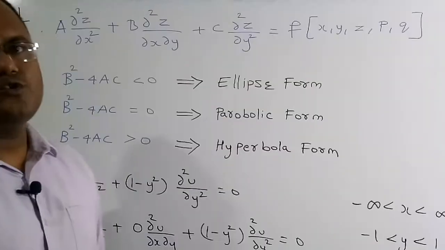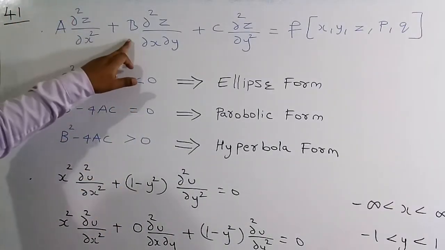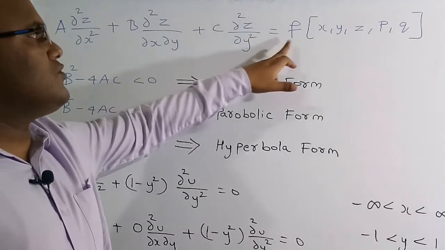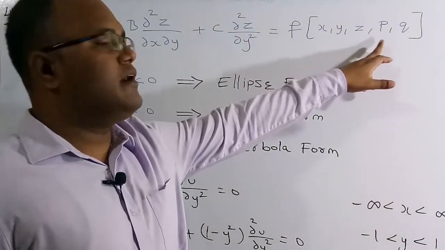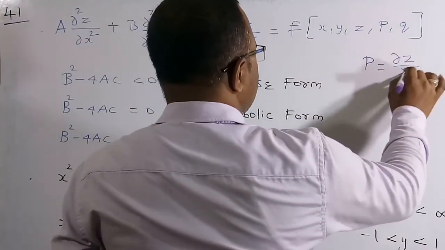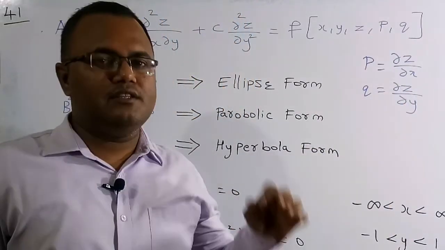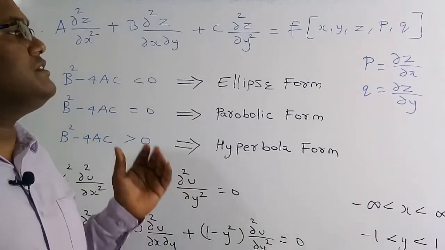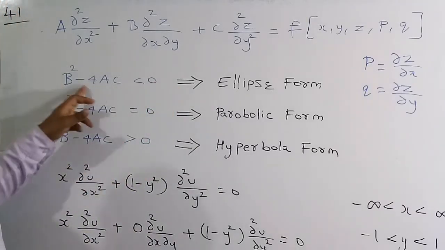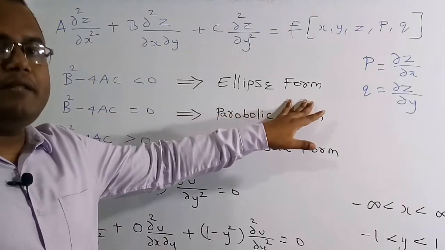So let's solve this numerical. Before I solve this question, let me tell you a small formula: a into dou square z by dou x square plus b into dou square z by dou x dou y plus c into dou square z by dou y square is equal to f of x, y, z, p and q, where p is dou z by dou x, whereas q is equal to dou z by dou y. If any differential equation is in this format, then the solution of this partial differential equation can be of three forms. If b square minus 4ac is less than 0, then the solution is in the form of an ellipse.